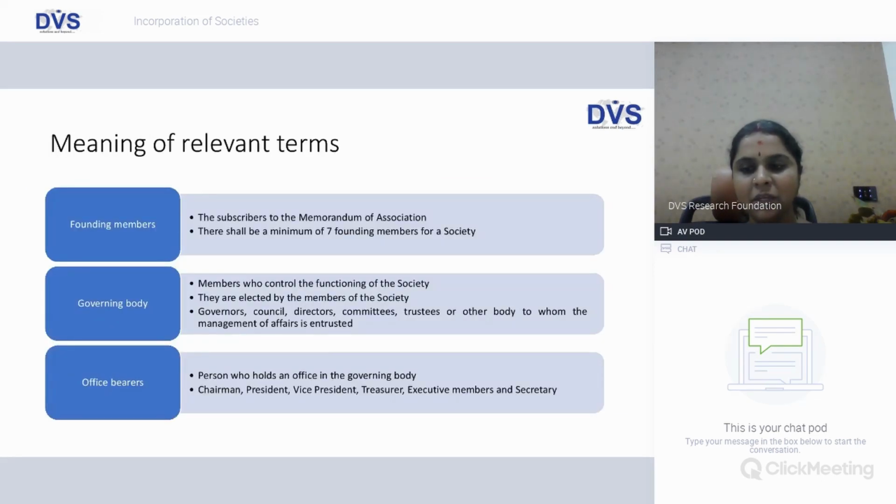So let's get into the meaning of relevant terms. Who is a founding member? Subscriber to the Memorandum of Association is the founding member. And there shall be a minimum of 7 founding members for a society.